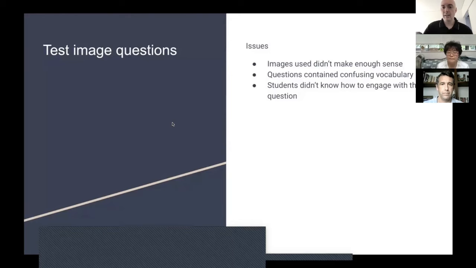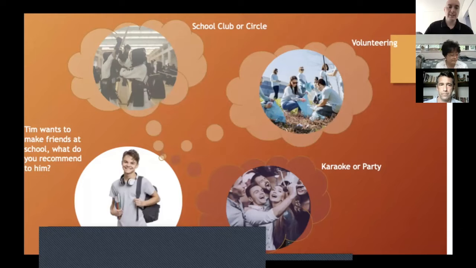Also, students sometimes didn't know how to engage with the questions themselves. For example, we had this image where Tim wants to make friends at school. What do you recommend to him? The students understood the kendo, but maybe they didn't quite understand things like volunteering, which is people picking up trash. So what does that mean? Or karaoke or a party. This is actually a very Western image of karaoke. It's not like a booth with people singing. So the students were not connecting with the images themselves sometimes.